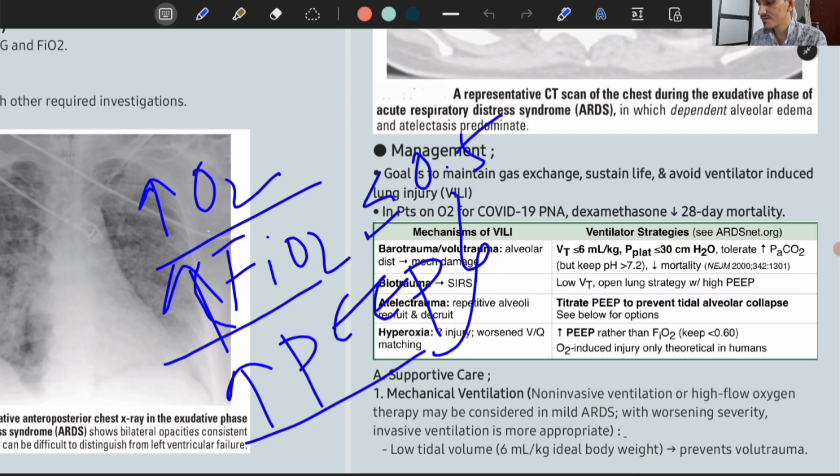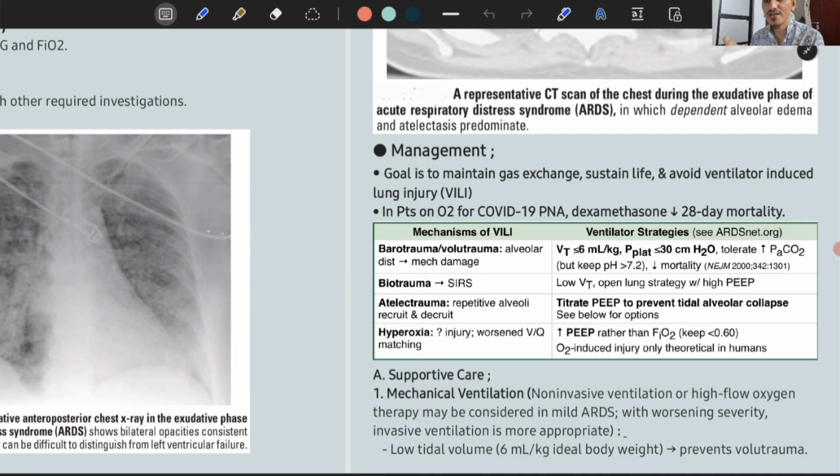This strategy is used in order to reduce oxygen-induced lung injury. That is one more type of injury due to mechanical ventilation. These are the types of injury. These are also known as ventilator-induced lung injury. So the goal is to maintain gas exchange, sustain life, along with avoiding ventilator-induced lung injury.